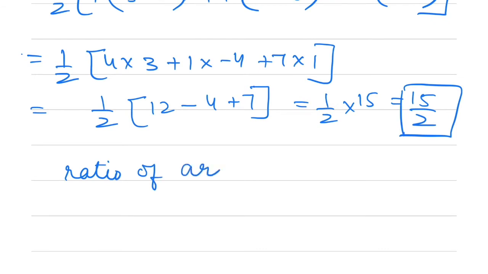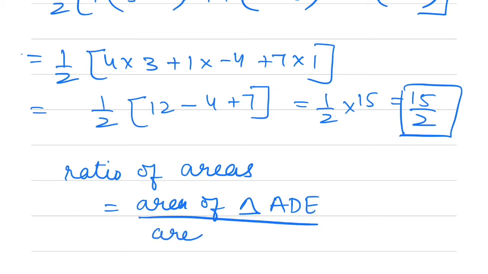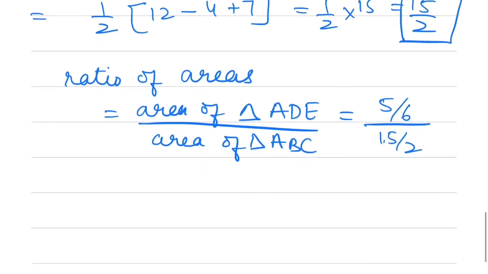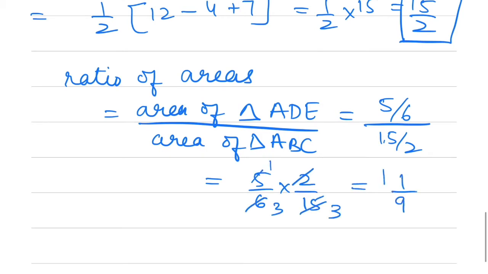The ratio of areas is equal to the area of triangle ADE by the area of triangle ABC. This is equal to 5 by 6 divided by 15 by 2. So this is equal to 5 by 6 into 2 by 15, which cancels down, so this is equal to 1 by 9. Answer.